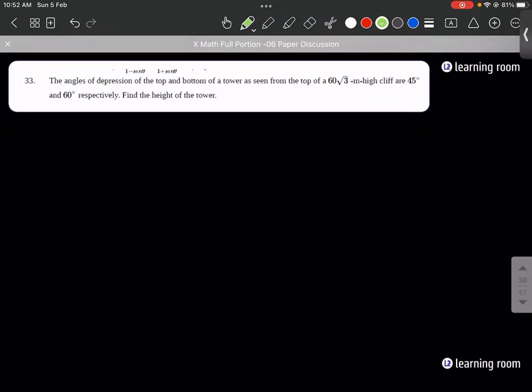So what is the answer for this? The angles of depression of the top and bottom of a tower as seen from the top of a 60√3 meter high cliff are 45 degree and 60 degree respectively. Find the height of the tower. So how to solve this? So AB by BD is tan 60. There is a 60√3 meter high cliff and there is a tower.